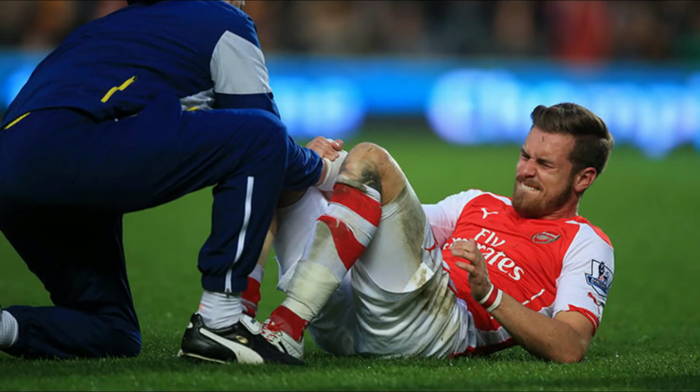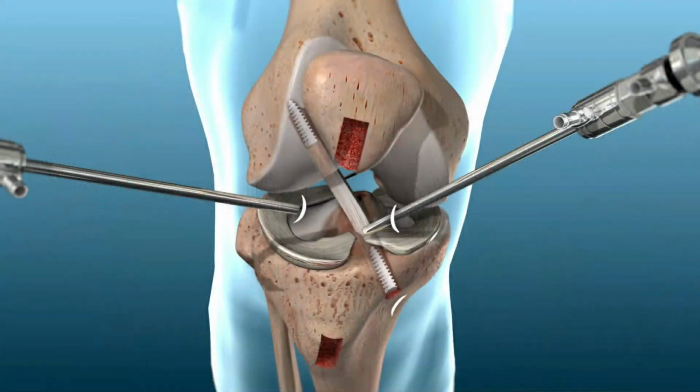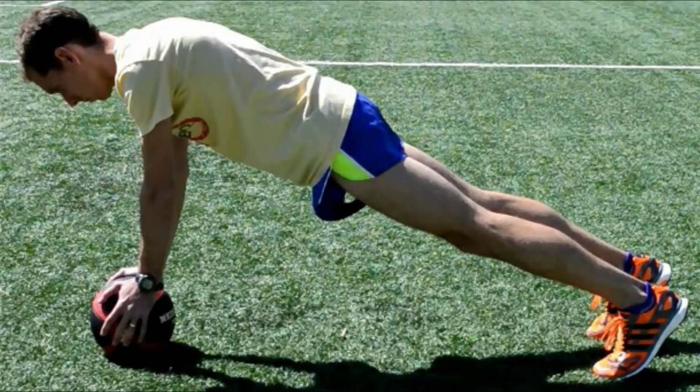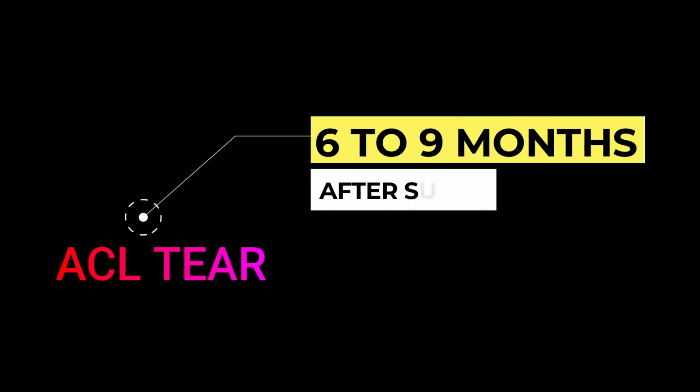Diagnosis is by examination, and an MRI confirms the diagnosis. Management of an ACL tear is usually surgical: ACL reconstruction or a repair is done, which will get you back to your normal activity, and then rehab has to be done once your surgery is done. Usually it takes around 6 to 9 months to get back to normal once the surgery is done.